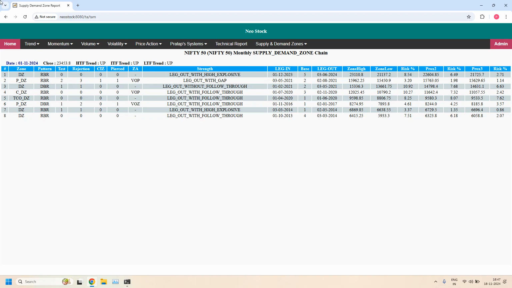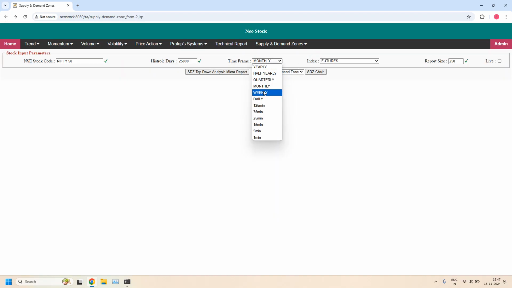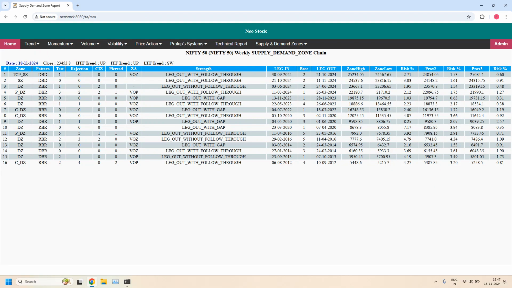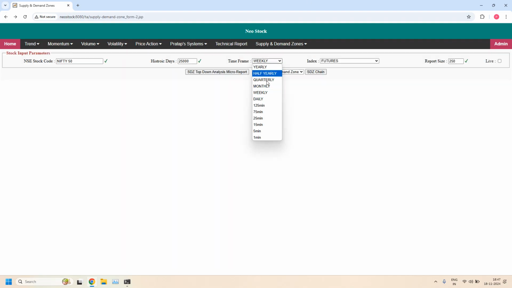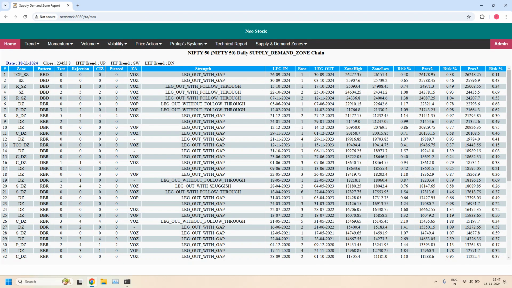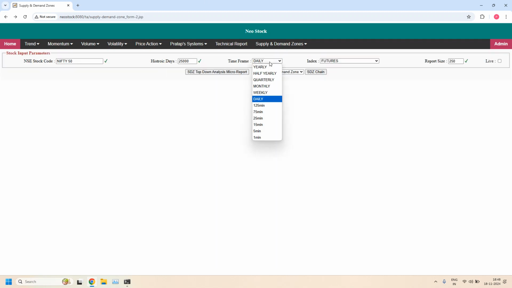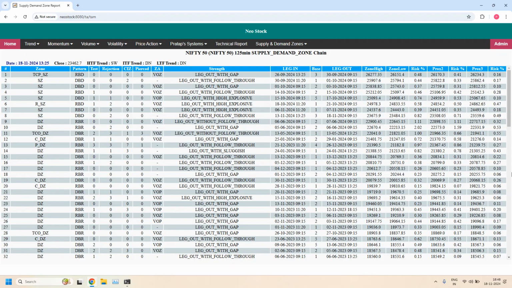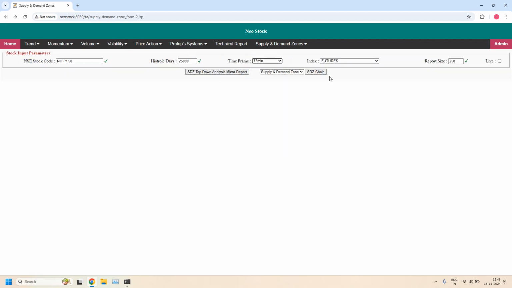Okay, the next time frame is weekly, generating weekly supply demand zone chain for Nifty. Next time frame is daily, generating daily supply demand zone chain for Nifty. Next time frame is 125 minutes, generating 125 minute supply demand zone chain for Nifty. Next time frame is 75 minutes, generating 75 minute supply demand zone chain for Nifty.